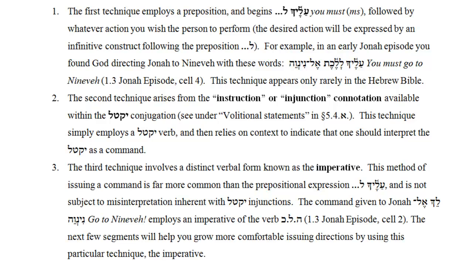The third technique involves a distinct verbal form known as the imperative. Since it is a distinct form, it is not subject to misinterpretation that can be inherent with the yiktol injunctions. This third technique for issuing a command is the most common way that commands are expressed in the Hebrew Bible. Consider, for example, the command that we encountered very early in the very first Jonah episode, Lech el Ninve. The form Lech is a second masculine singular form. It is an imperative, and it arises from the verb halach, meaning go. This is the sort of form that we'll be concentrating on in this segment.